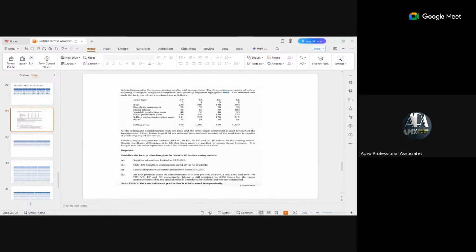So for VE, quickly solve, let's see. For VE, we have 240 plus 225 plus 55.